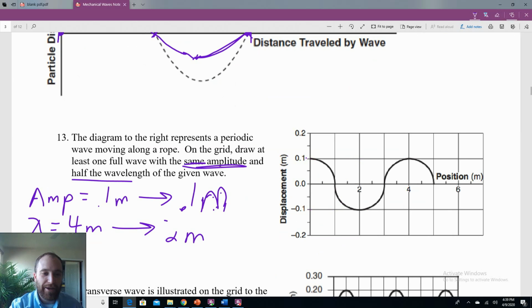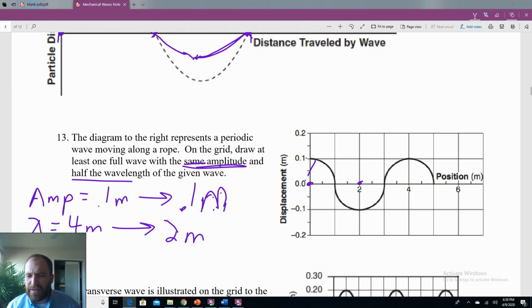You can just start at the bottom, and as long as you have an amplitude of 0.1 and a wavelength of 2, that would be fine. So again, we just need that amplitude of 0.1 and that wavelength of 2. So I'll start at the bottom. Again, we have to go all the way up, all the way down, then back to where we started at the 2 meter mark.